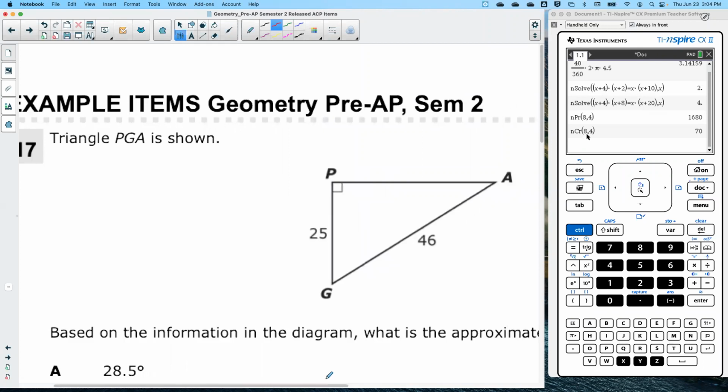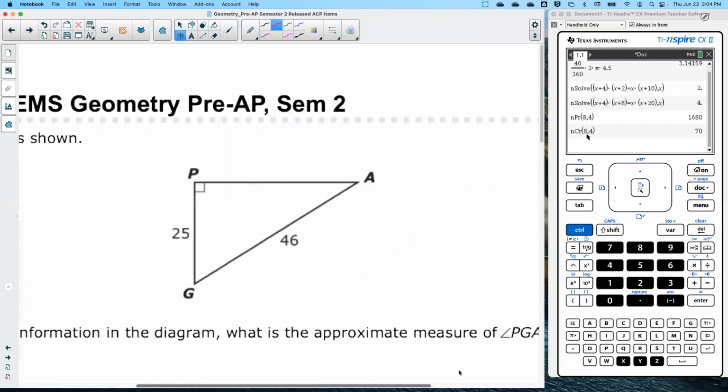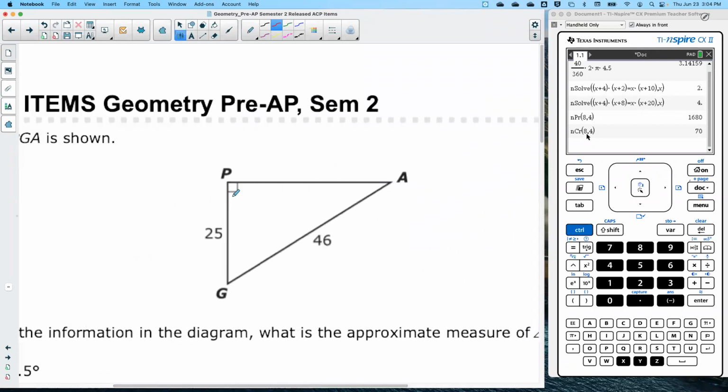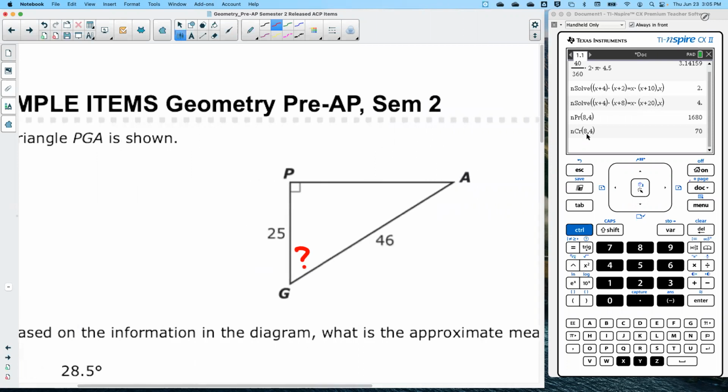All right, we got 15 minutes left. Oh, yes, we haven't done this in a while. Try it. Based on the information in the diagram, what is the approximate measure of angle VGA? You're looking for this one. What is the first question you must ask yourself? Is it a triangle? It is a triangle.